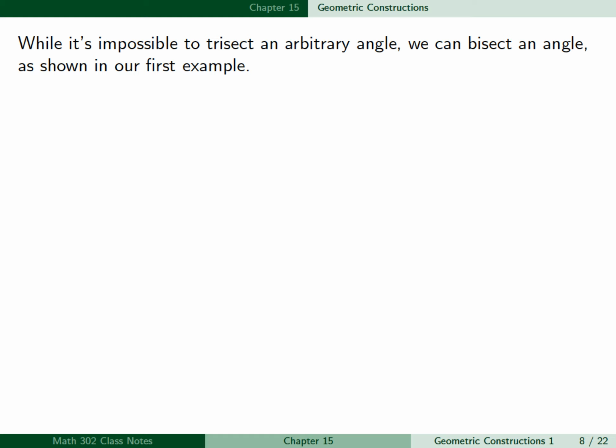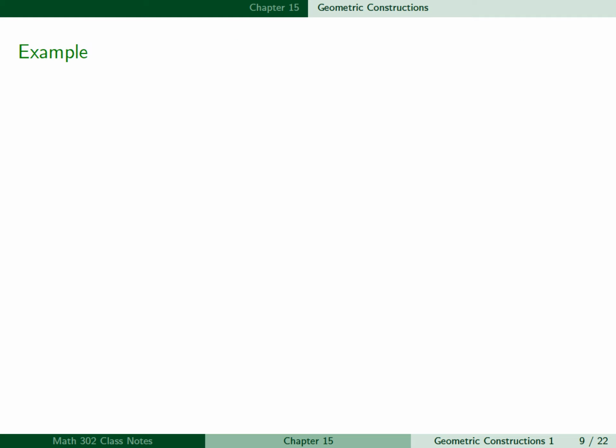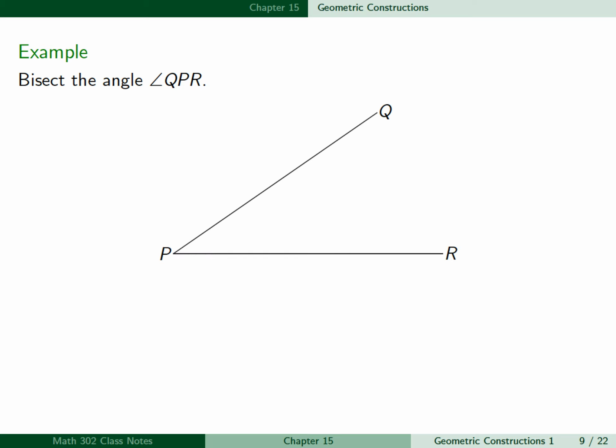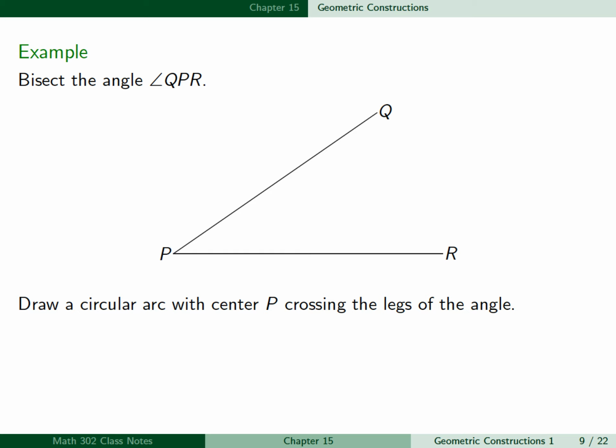While it's impossible to trisect an arbitrary angle, we can bisect an angle, as shown in our first example. So for this example, we want to bisect the angle QPR, shown. So we'll start by drawing a circular arc with center P crossing the legs of the angle.